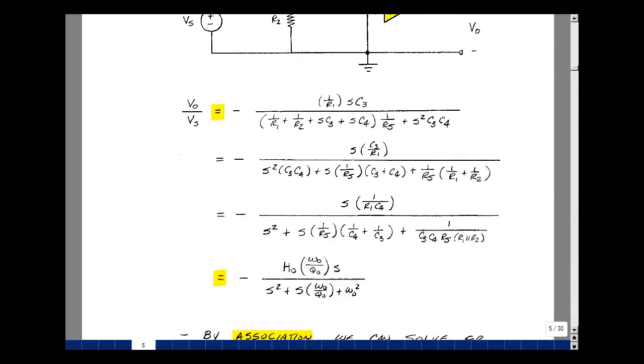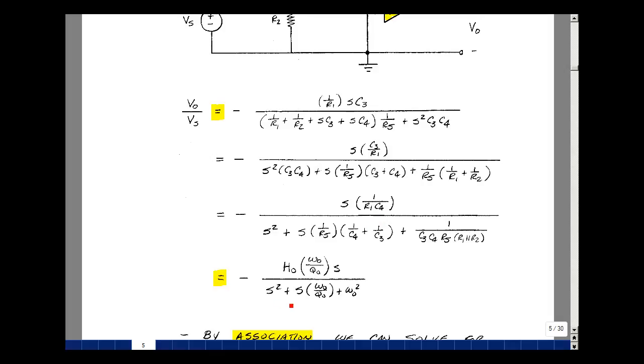Standard form has a 1 in front of the S squared, so let's divide through by C3, C4. That gives me a 1 times S squared, and dividing this into here, I have 1 over R5, and then C3 divided by C3, C4 is 1 over C4, and then the same thing here, dividing through here, I get 1 over C3. And then dividing this term by C3, C4, I've got this term here, and this is really the parallel combination of R1 and R2, reciprocal. Likewise, dividing the numerator by C3, C4, the C3's cancel, and I get 1 over R1, C4.